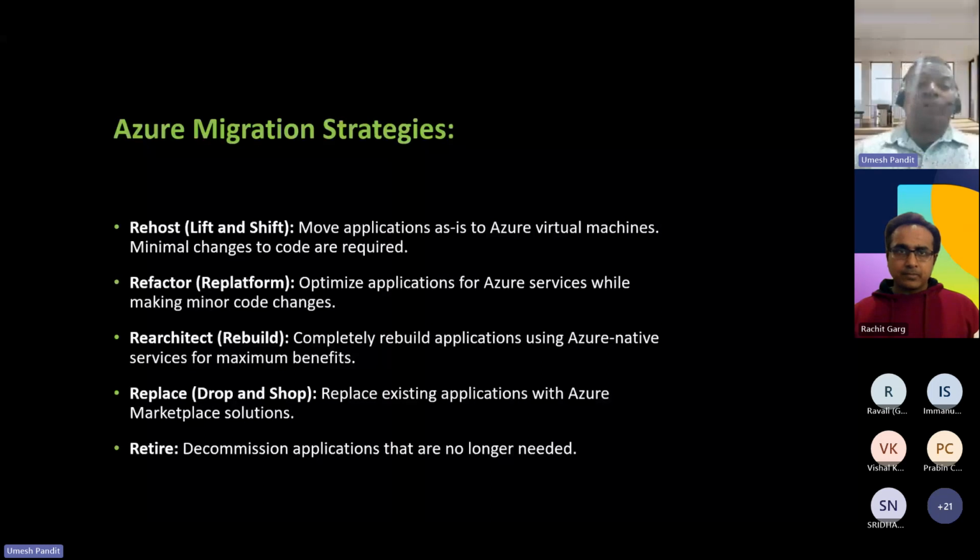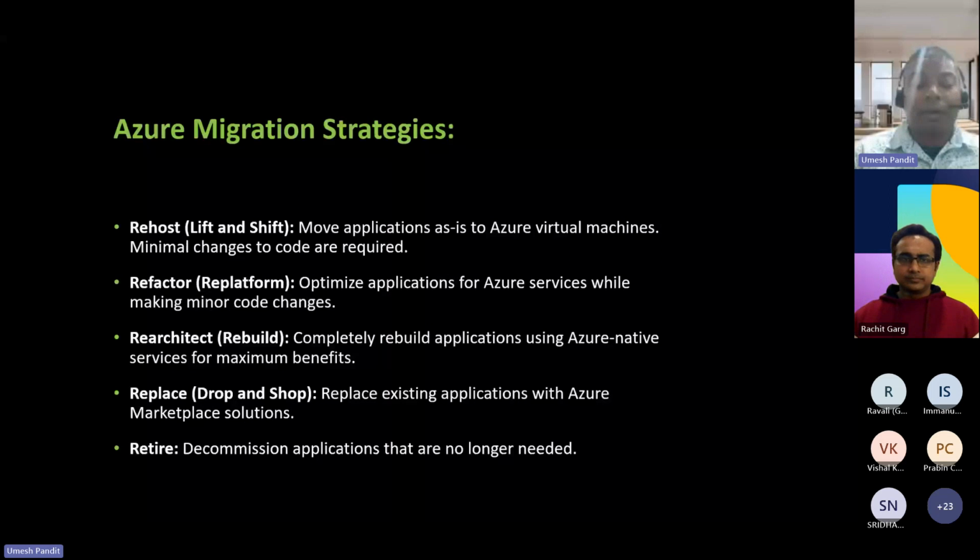So what could be the migration strategies? It can be rehost, which is the core factor we are looking at today. We will be more focused on today's rehost, which is called lift and shift. We will move the application as is to an Azure virtual machine with minimal changes in the code. Then the second is refactor. Basically, you need to refactor as a re-platform. You can optimize your application for Azure services while making minor code changes.